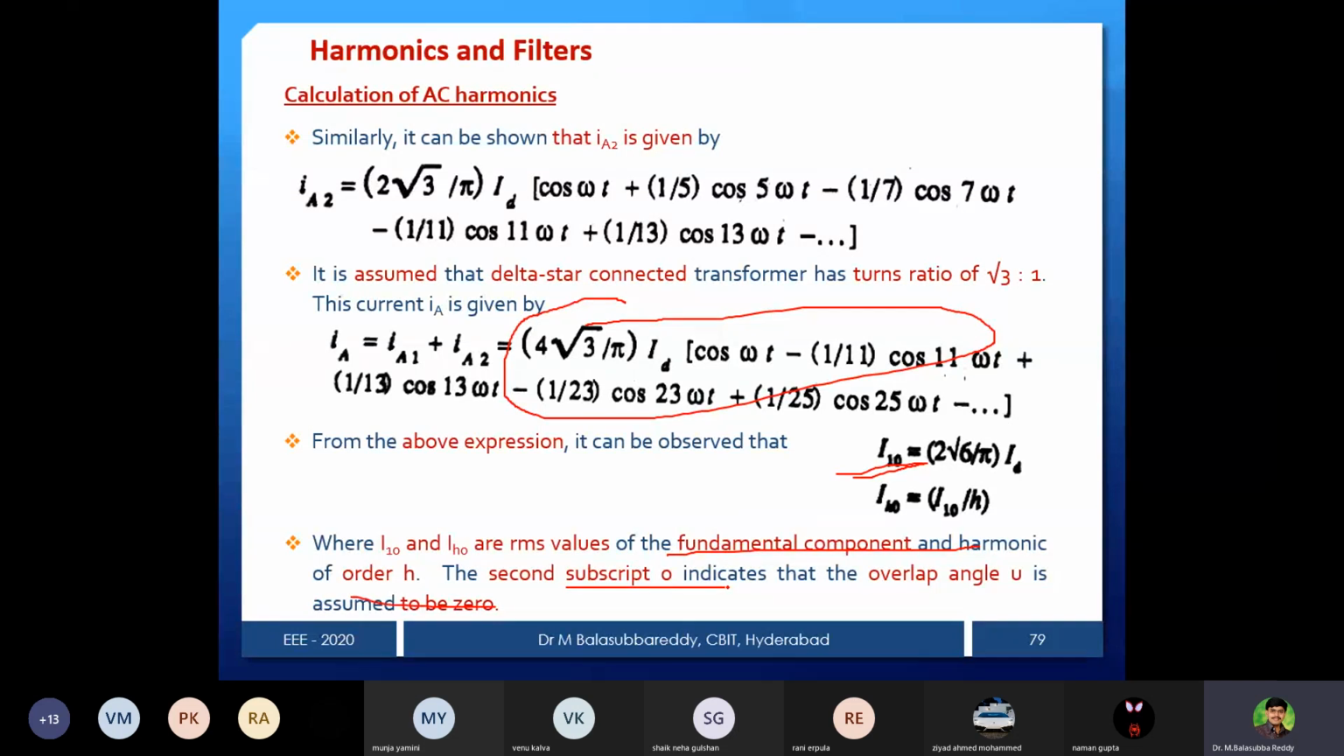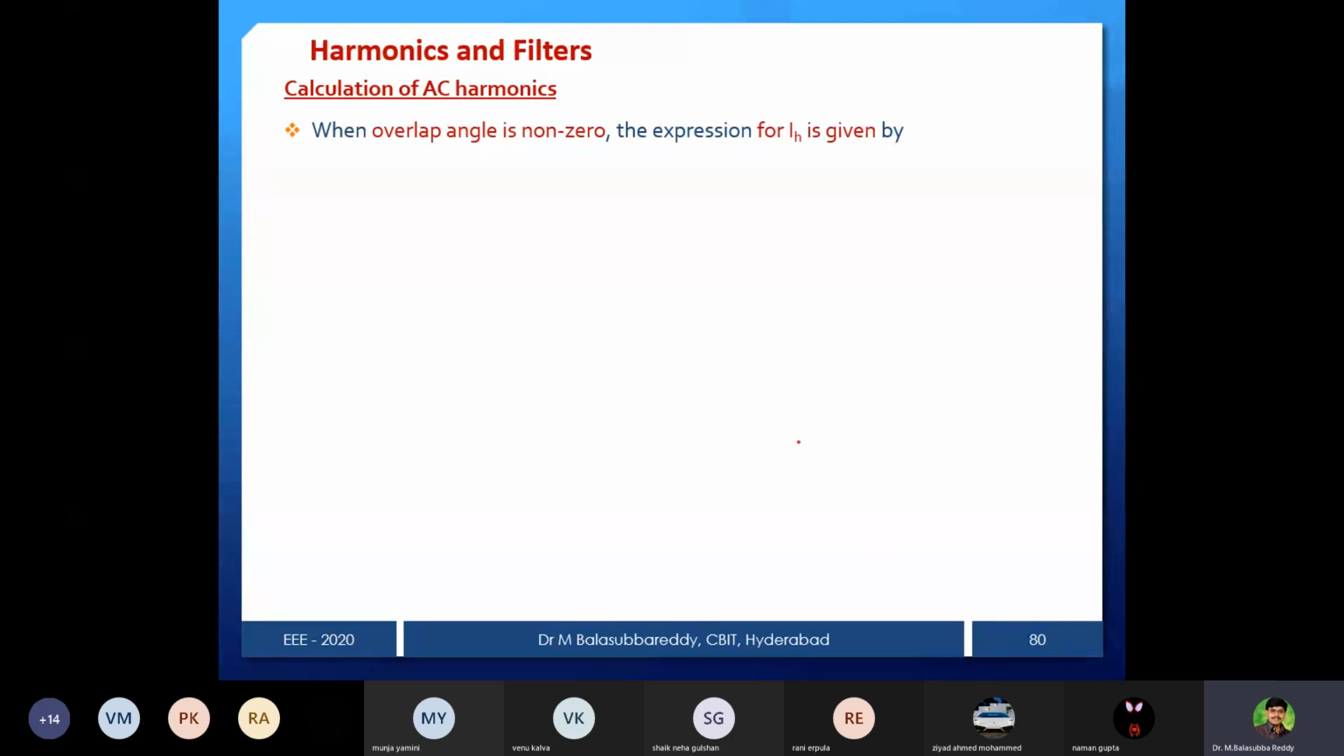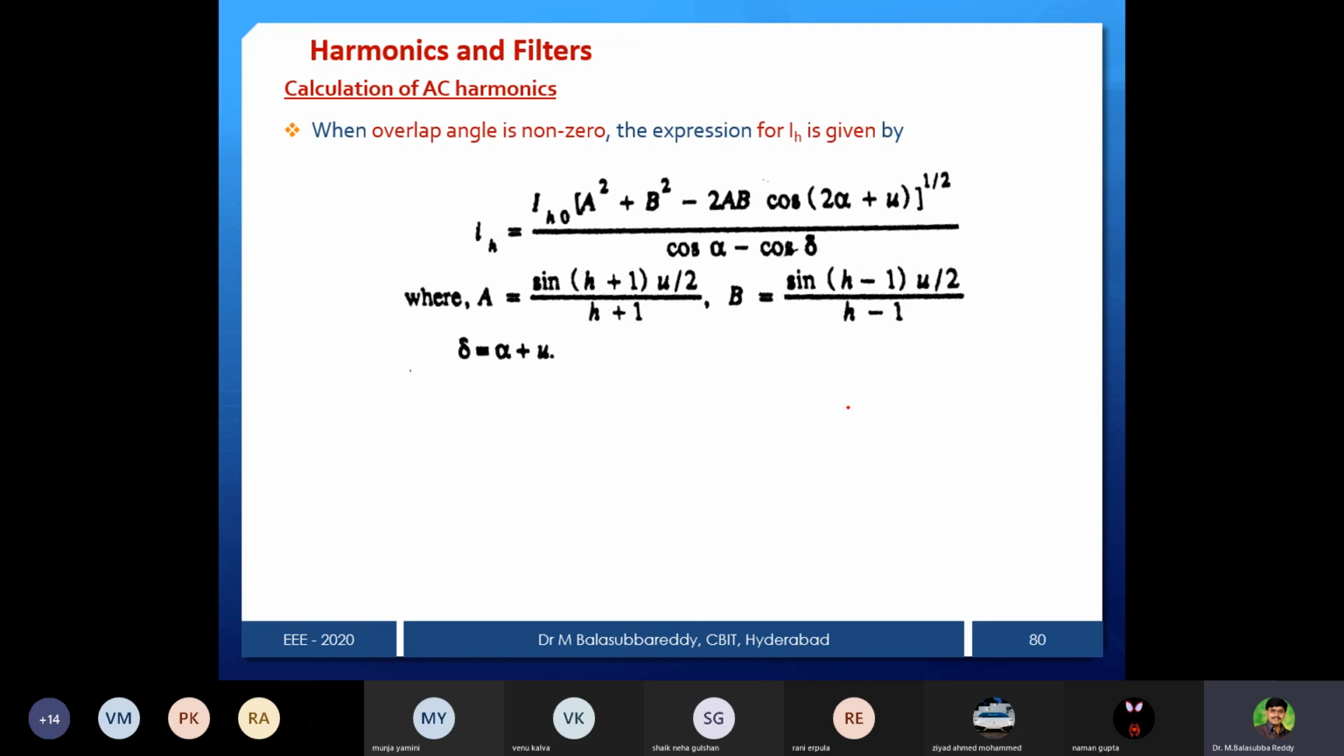The second suffix I already mentioned, we call it as the overlap angle. Let's consider overlap angle is 0, then the current in the fundamental, and current in the order H harmonic, you can represent like that. And if you consider non-overlap, that means the suffix is not 0, maybe overlap is less than 60 degree or greater than 60 degree. If I consider that, then IH will get it as this generalized expression, but all the detail of how we are getting A, B, all these constants will become a huge derivation part. So that won't be required.